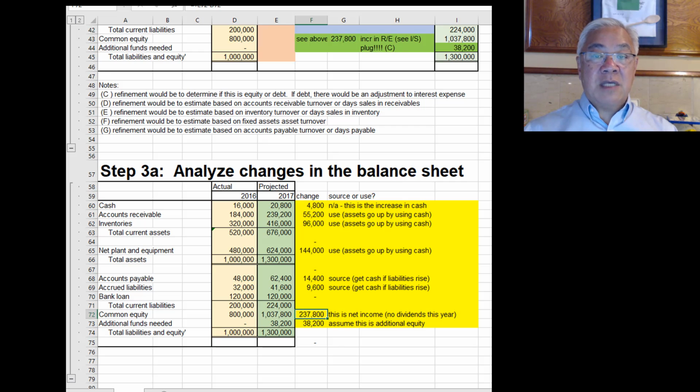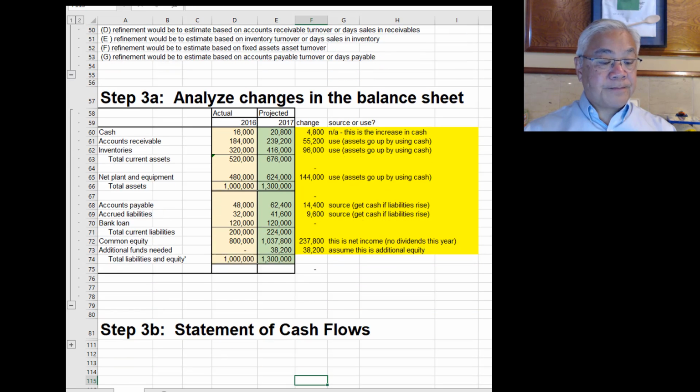The common equity goes up by 237. That's a familiar number. That number represents net income minus dividends, or 237. Finally, AFN. This is the amount of money we need. This is the plug. This is how much we have to raise. So that's changes in balance sheet.